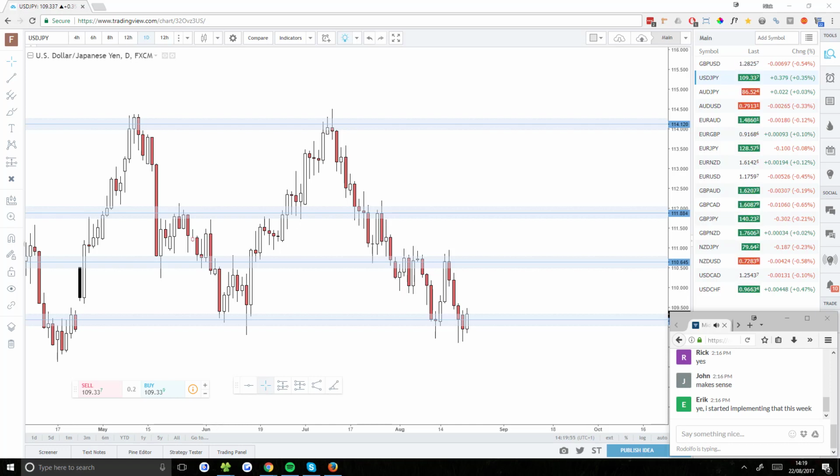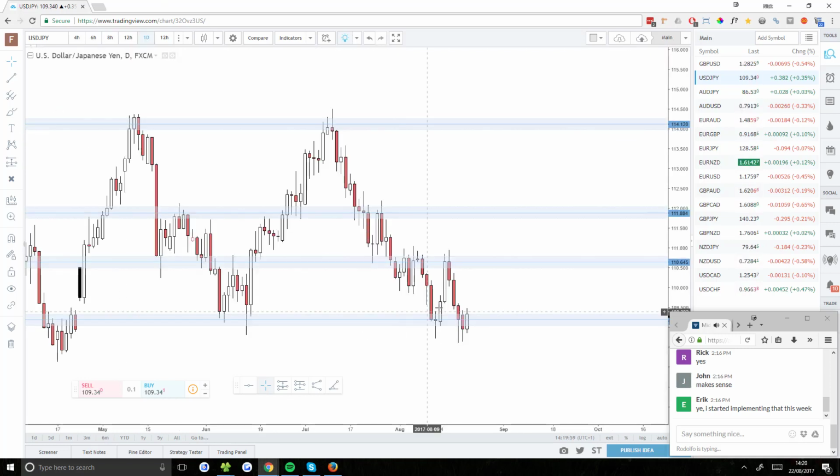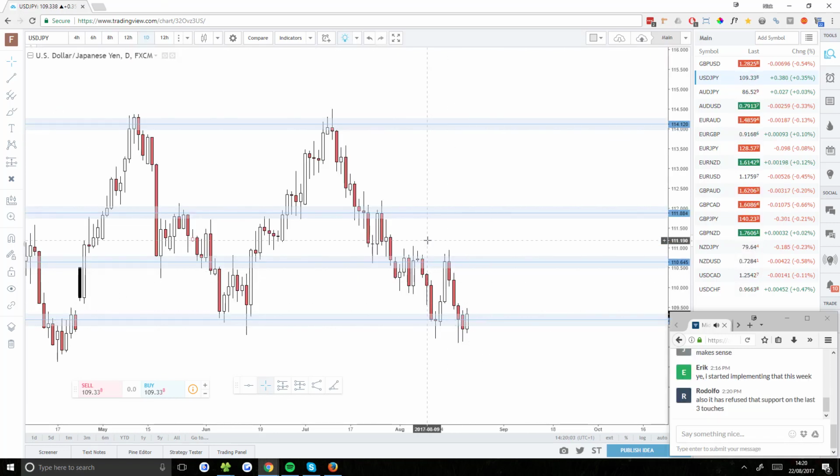On the 12-hour, way too messy. On the 8-hour, way too messy. But if it develops well on the daily, that has more significance to me because it's stalling there for a long period of time. So that proves that the buyers are actually strong, because they're stopping sellers from moving down for a long period of time.